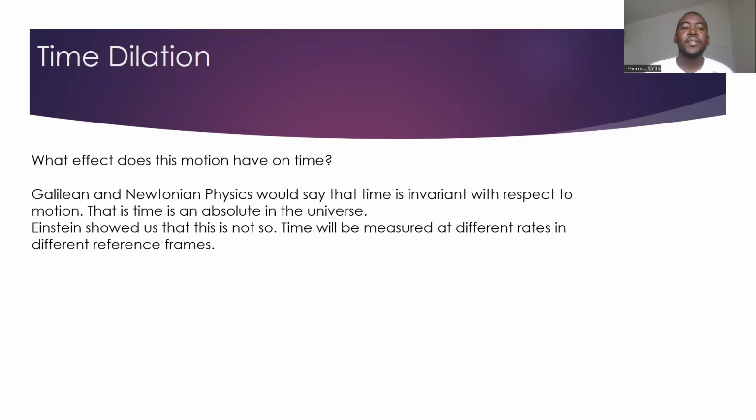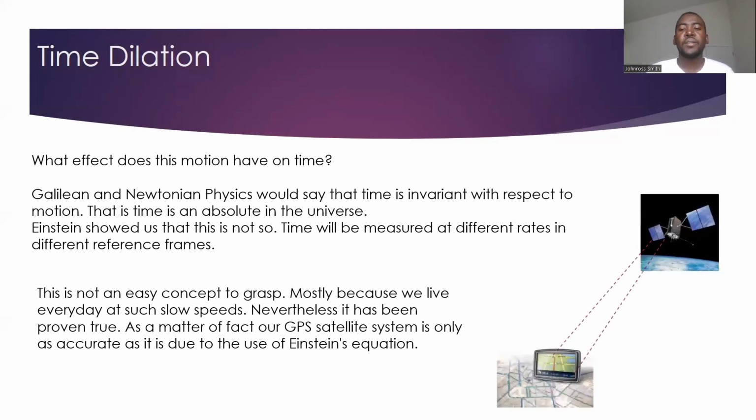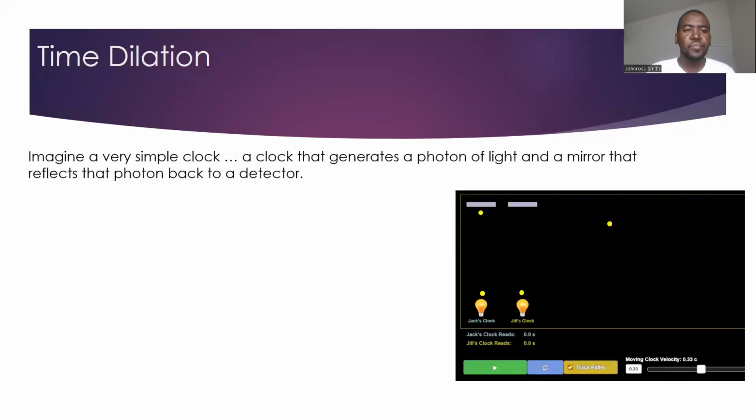According to Galileo and Newton, time is an absolute in the universe, which means it doesn't depend on motion. But according to Einstein, that's not the case, and time will be measured at a different rate in different reference frames. So let's explore more on that aspect of time being different in different reference frames.